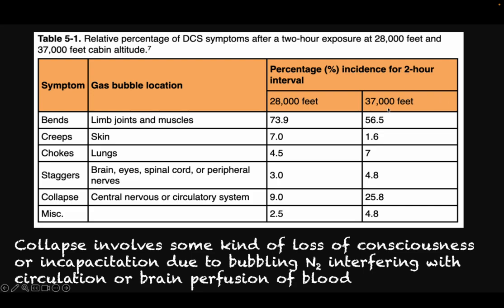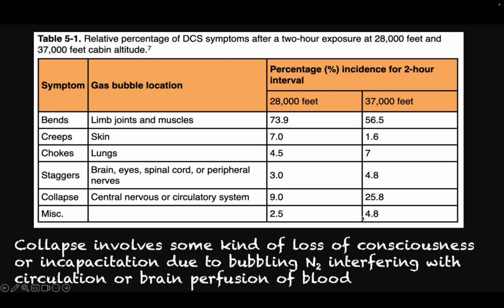But then if you go to 37,000 feet, which is much higher up with a much lower air pressure, you're going to see that the incidence of type 1 DCS symptoms goes down, and the prevalence of the type 2 symptoms goes up. Okay, so the increase in altitude is going to increase the severity of the outcomes associated with the lower air pressure and the bubbling and evolving of nitrogen gas.